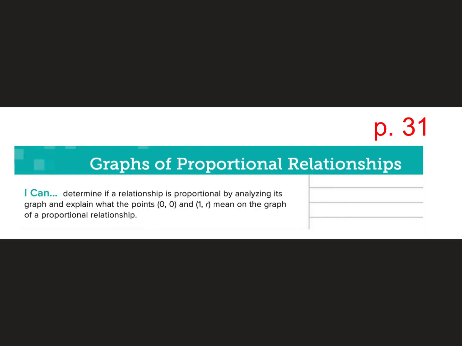All right, let's start out with the I can statement on page 31. I can determine if a relationship is proportional by analyzing its graph and explain what the point (0, 0) and (1, r) mean on the graph of a proportional relationship. Now, most of us know, and you might want to make a note of this again, just in case you forgot, that the point (0, 0) on the graph is the same thing as the origin. We refer to that as the origin. We're going to look a little bit more at that once we get into some of the examples today.